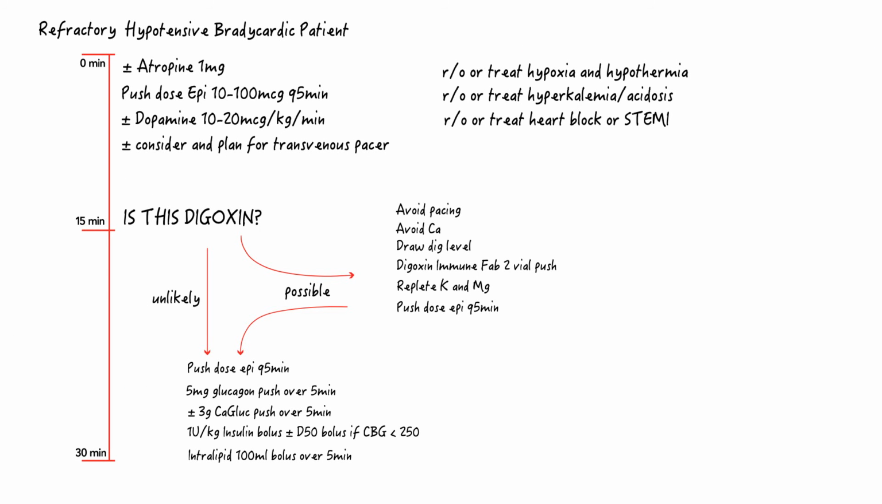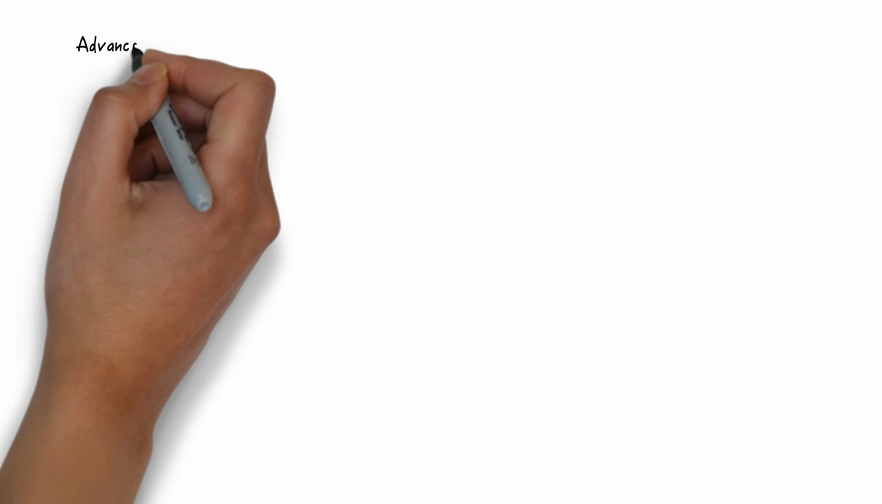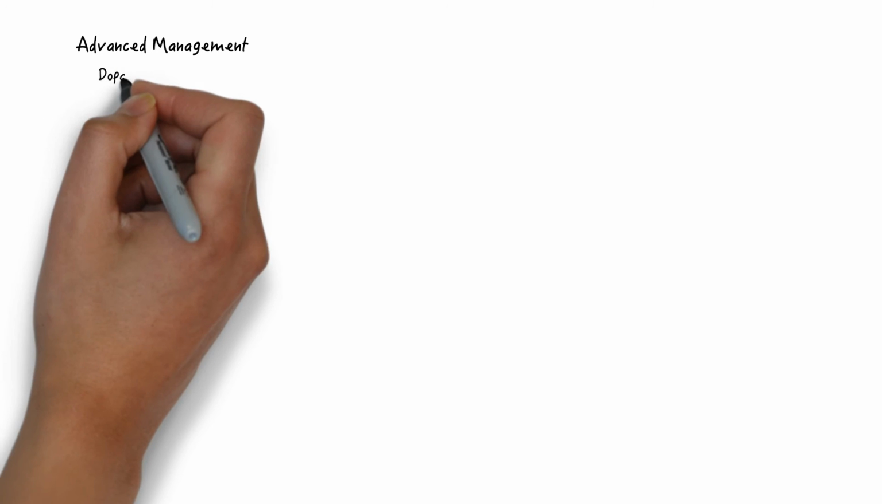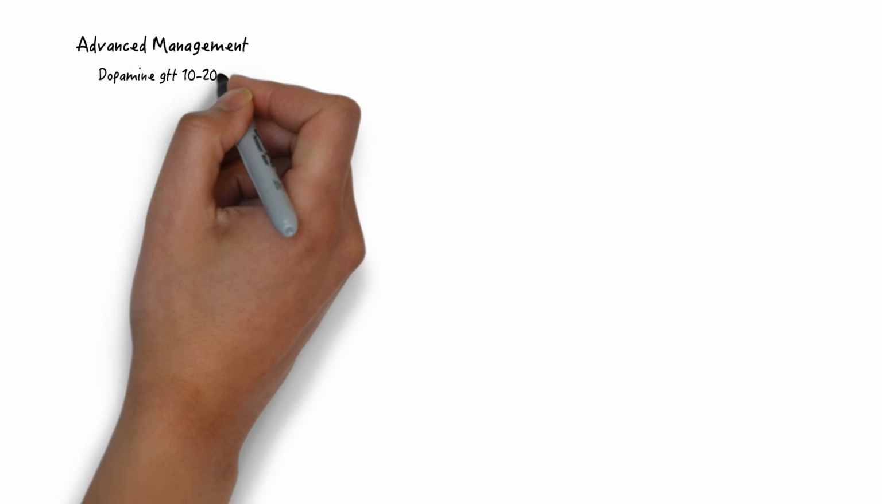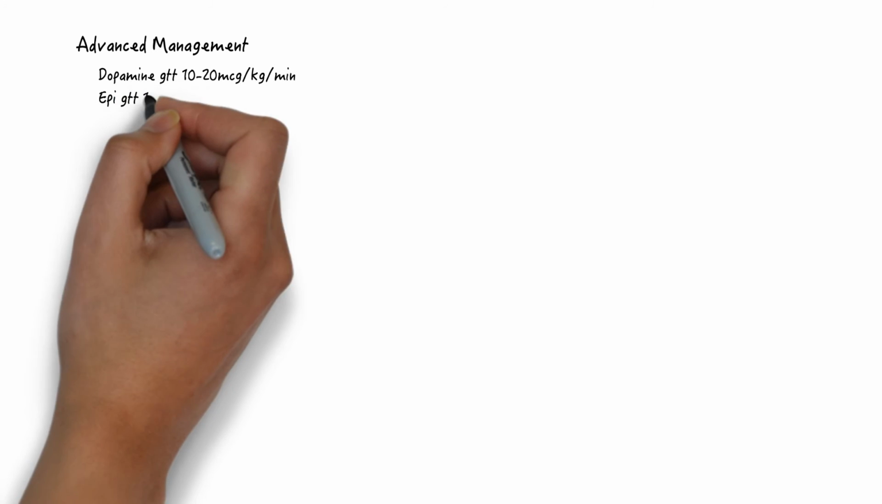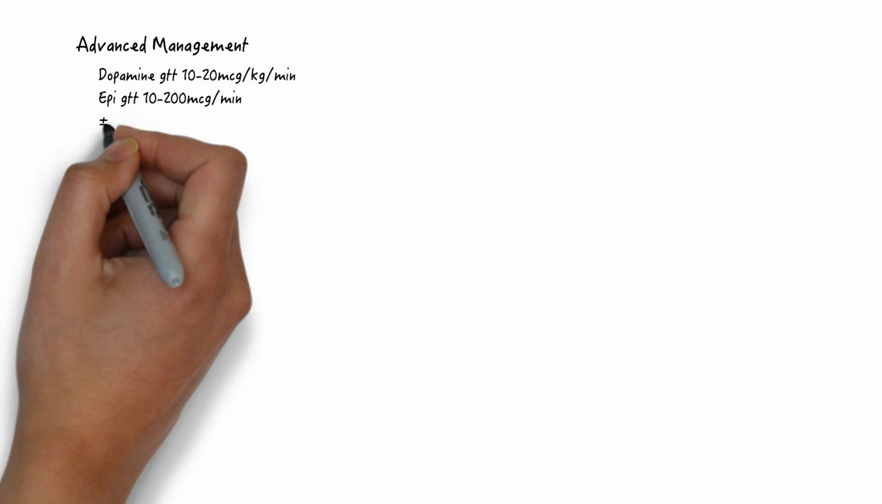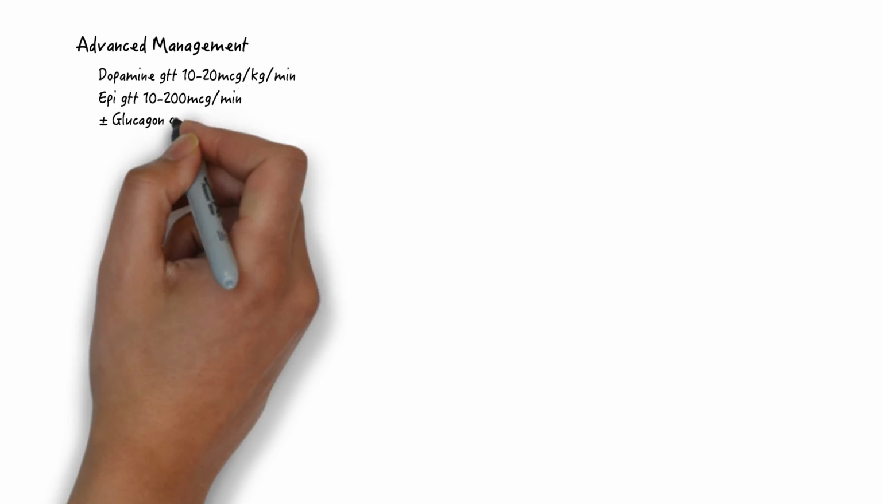If you got through all of these therapies in the first 30 minutes, kudos to you. This patient will obviously need the ICU because the next step involves starting a whole load of drips. The drips usually involve starting or continuing the patient on dopamine, starting or continuing the patient on an epi drip. If the glucagon bolus worked, you can start a drip at 2 milligrams per hour.